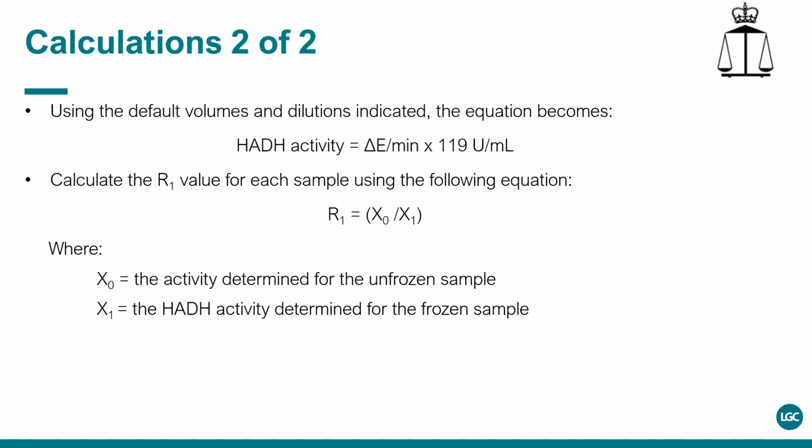If the default volumes and dilutions described previously are applied, then the equation may be simplified to the HADH activity being equivalent to the rate of change in absorbance over 3 minutes multiplied by 119 units per milliliter. The ratio of activities, or R1, of the unfrozen sample divided by the laboratory frozen sample can then be determined, and it is this value that provides an indication of whether the original poultry breast sample had previously been frozen.